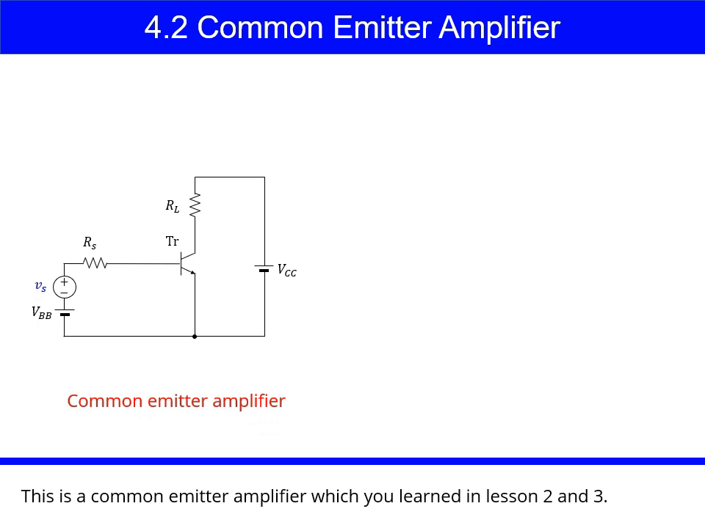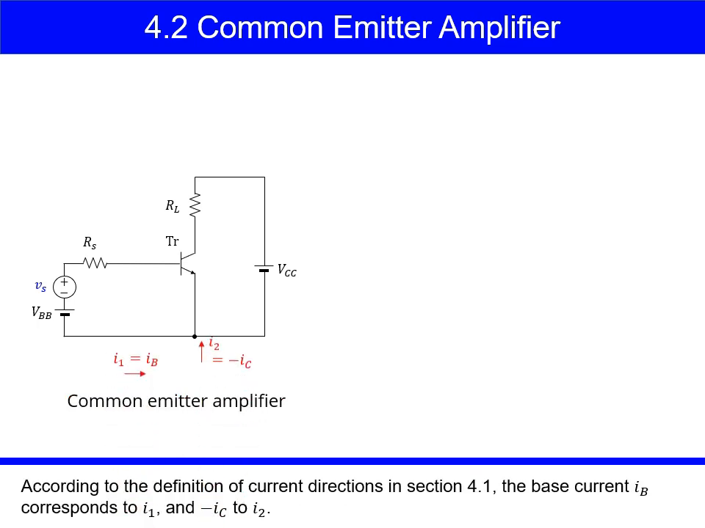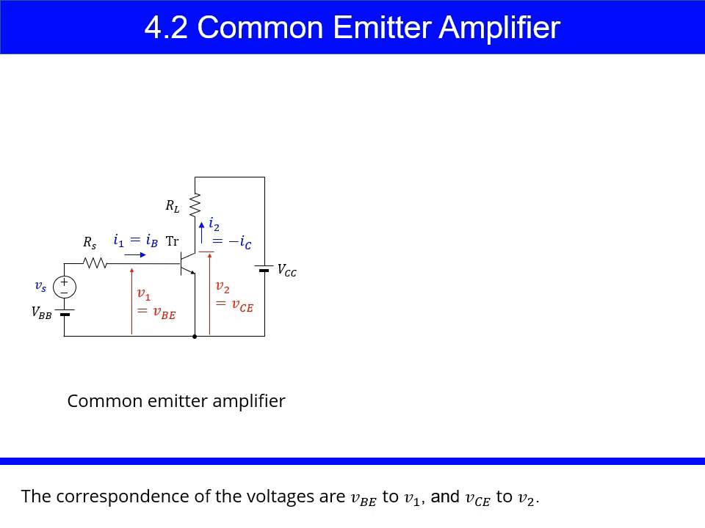This is a common emitter amplifier which you learned in lesson 2 and 3. According to the definition of current directions in section 4.1, the base current IB corresponds to I1, and negative IC to I2. The correspondence of the voltages are VBE to V1, and VCE to V2.